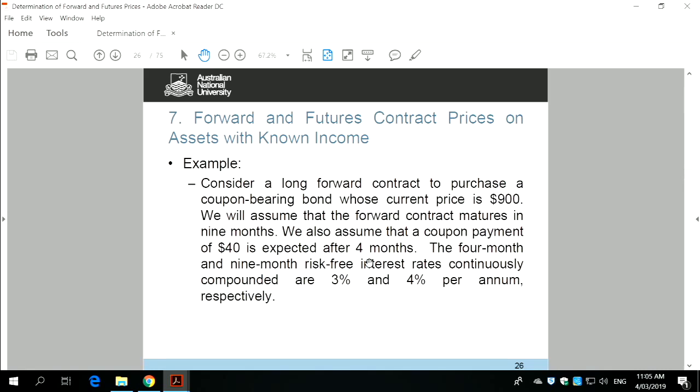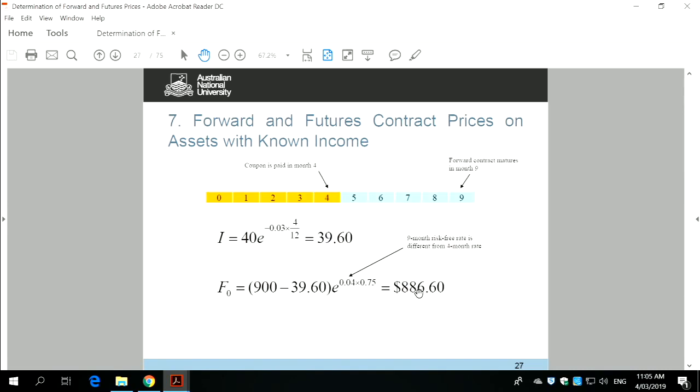Think about a long forward contract to buy a coupon-bearing bond, a bond that pays a coupon, whose current price is $900. We assume the forward contract matures in 9 months, and we assume a coupon payment of $40 is expected after 4 months. We are also told the 4-month and the 9-month risk-free rates are continuously compounded at 3% and 4% respectively. How do you price a long forward contract on this coupon-bearing bond?